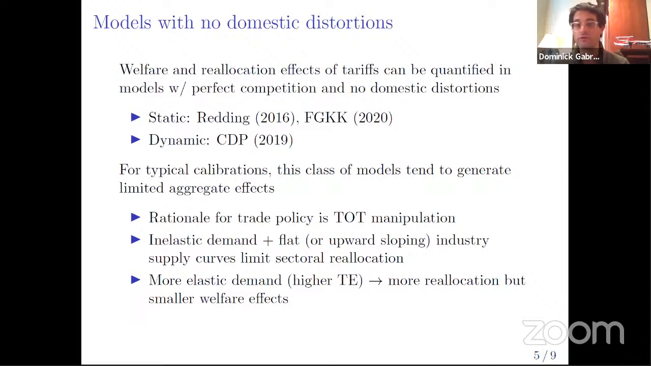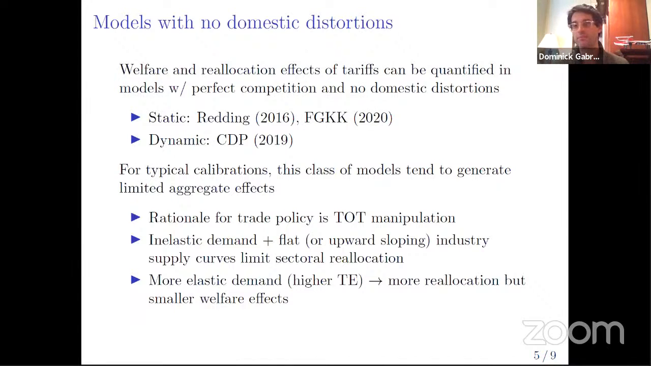Of course, Caliendo, Dworkin, Parro has a dynamic version, and thinking about the tariffs, in fact, the U.S. trade war, we can look at the effects in these models. And I think, to generalize, for typical calibrations, this class of models tends to generate limited aggregate effects. The rationale for trade policy, if there is one, is terms of trade manipulation, and some combination of inelastic demand, which is coming from the trade elasticity for typical calibrations, and flat or upward sloping factor supply curves are going to limit sectoral reallocation.